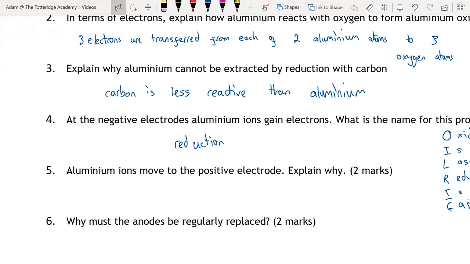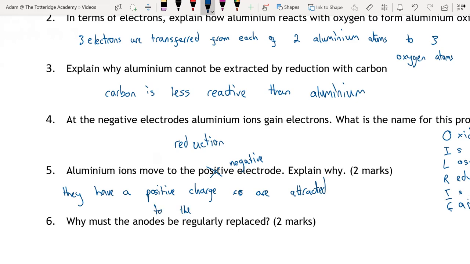Aluminium ions move to the positive electrode. Oh, that's a mistake. It's awkward. They shouldn't move to the positive electrode, they should move to the negative one. I'm not going back in the video to change it from before. All I can do is apologize. The aluminium ions move to the negative electrode, explain why. Your answer would be something along the lines of, they have a positive charge, so are attracted to the negative electrode. Generally, your 2 marks will be for saying that they have a positive charge and that they are attracted. So that word's really important.